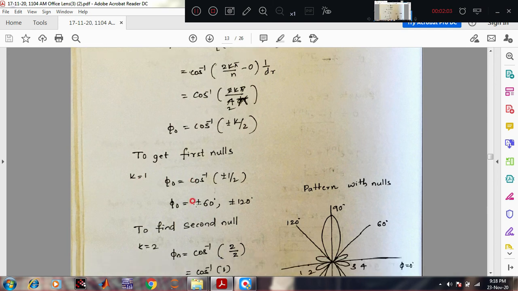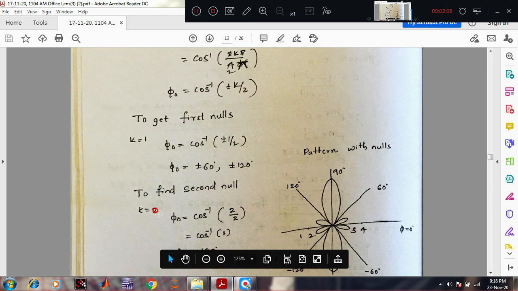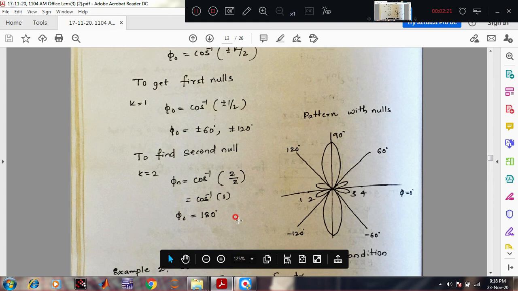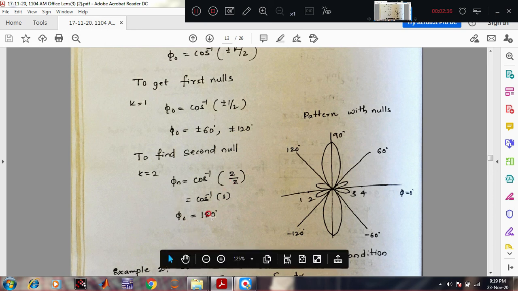Similarly, for the second null, you need to substitute k as 2. Phi naught is equal to cos inverse of 2 by 2, because if I substitute k as 2, it will be 2 by 2. It is cos inverse of 1. So when cos inverse of 1 is there, what is the angle? Phi naught equal to 180 degrees. This is the first null's set of angle directions, and this is the second null's angle direction, that is 180 degrees.